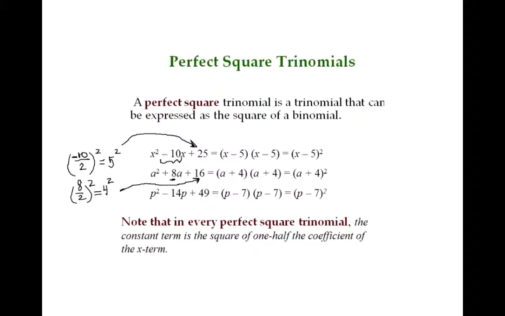So it just turns out that this constant would always be equal to the square of half of the coefficient of a or x. In this case, for 49, the coefficient of p is minus 14. If I divide that by 2, what do I get? 7. And when I square that, what do I get? 7 squared would be 49. So we're going to use this concept to make any trinomial into a perfect square.